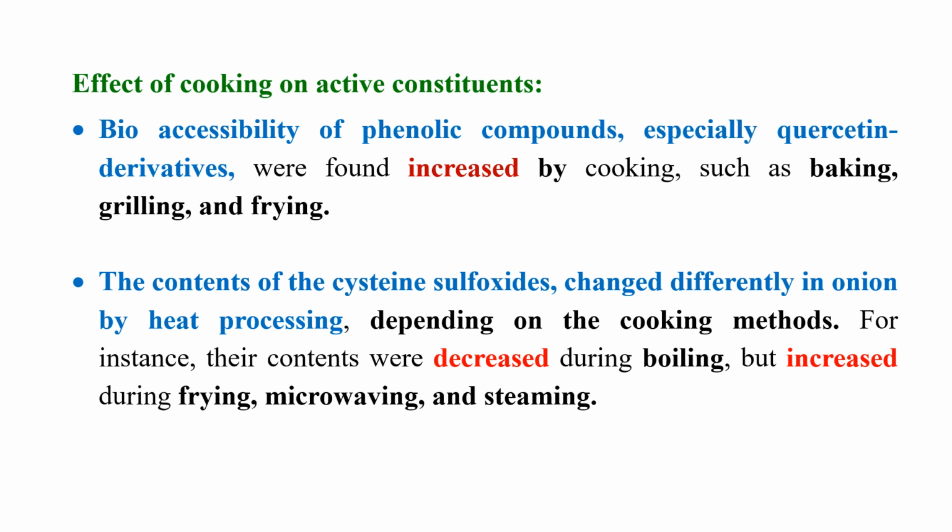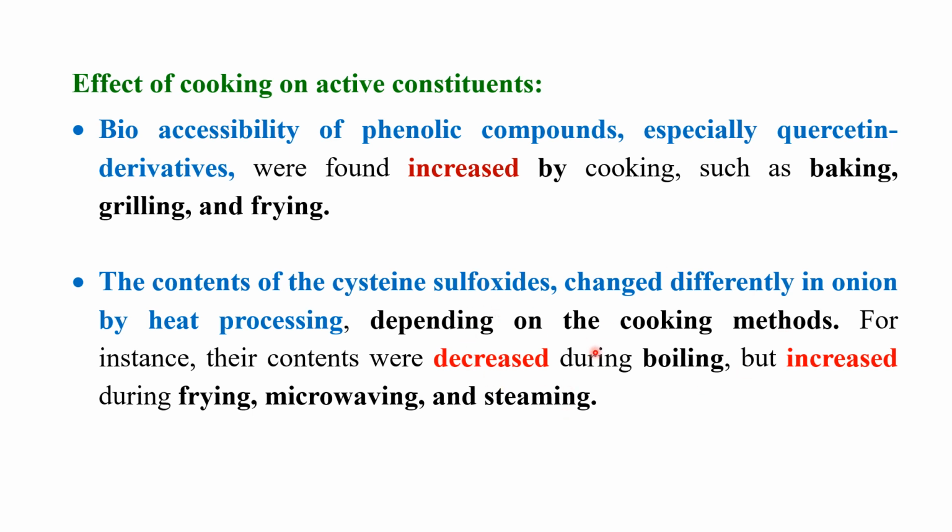Effect of cooking on the active constituents. The bioavailability of phenolic compounds, especially quercetin derivatives, was found to increase by cooking, such as baking, grilling, or frying. On the other side, we will see the effect of cooking on the organosulfurous compounds, especially the cysteine sulfoxides. They change differently in onion heat processing depending on the cooking method. For instance, their contents decreased during boiling, but increased during frying, microwaving, and steaming.